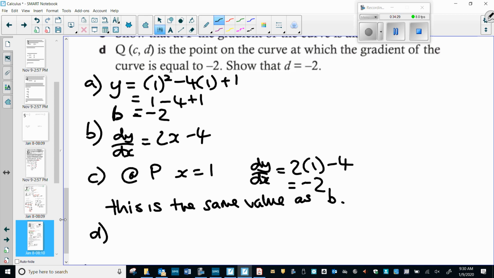Well, our gradient has been -2. But it's the same thing, isn't it? That's a silly question. Okay, the reason I'm looking at it weird is that they've said that this point Q is when the gradient is equal to -2. Well, we've just had a gradient of -2. So it must be the same point. So point P and point Q are the same coordinate.